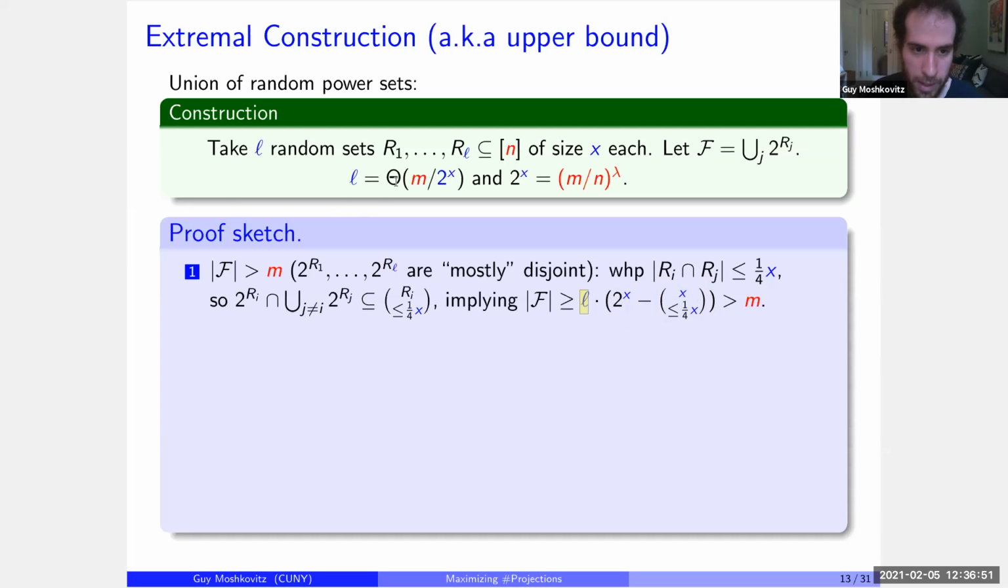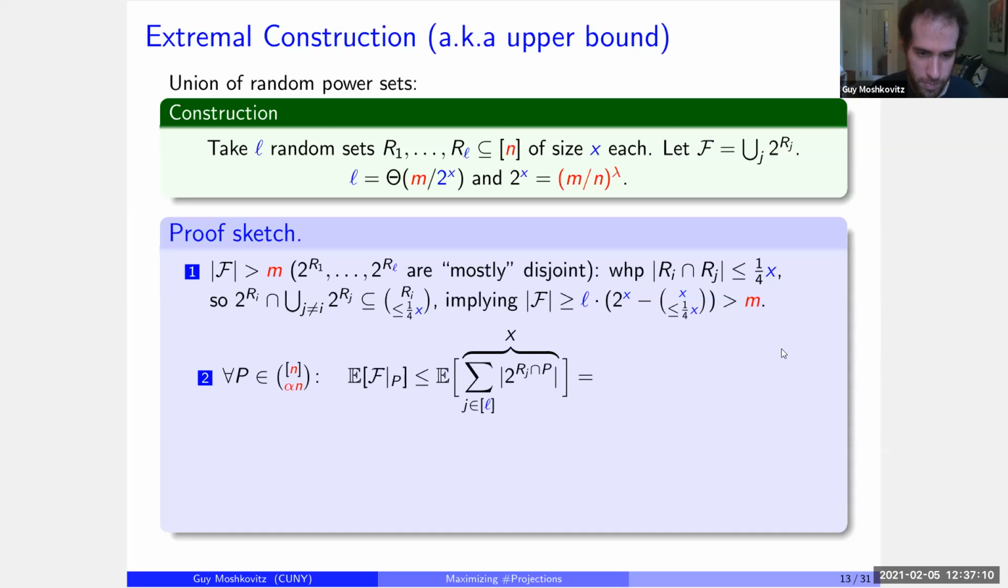And once you multiply by L, by our choice, then you get indeed m sets in our family, in the union of the power sets. Okay, so that one wasn't hard. The more interesting part is to show the projection bound, to show that if I now fix alpha n coordinates, I'm going to see few projections. So here's what we're going to say.